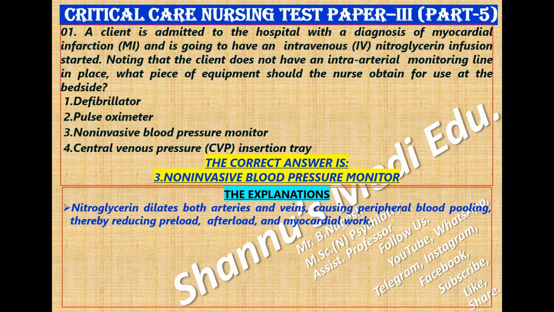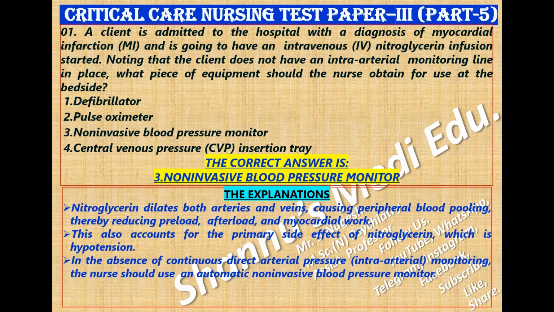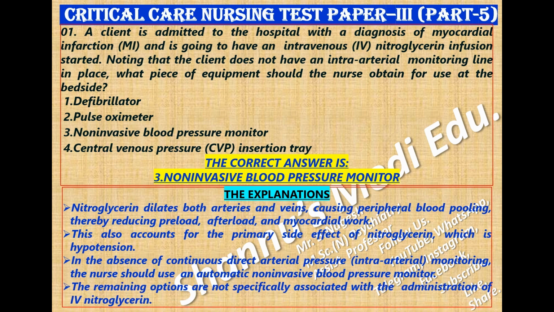The explanation of this question: nitroglycerin dilates both arteries and veins, causing peripheral blood pooling, thereby reducing preload, afterload, and myocardial work. This also accounts for the primary side effect of nitroglycerin, which is hypotension. In the absence of continuous direct intra-arterial pressure monitoring, the nurse should use an automatic non-invasive blood pressure monitor. The remaining options are not specifically associated with the administration of IV nitroglycerin.